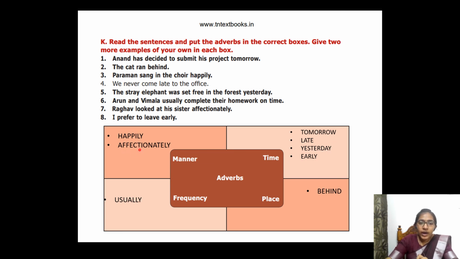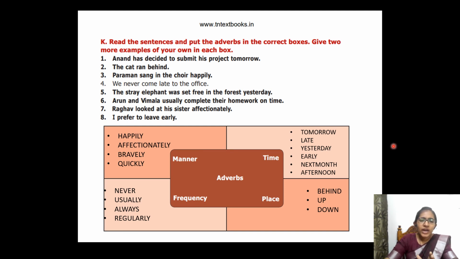So we also have to add two more words, two more adverbs, to these boxes, right? So bravely, quickly in manner, and usually, always, regularly. All these words can be used in frequency, that is, as adverbs, and place, that is up, down, and in places, and next month, afternoon. So words such as this. You also have to find words which can be used in all these four: manner, time, frequency, and place. Okay, we'll move on to the next exercise.